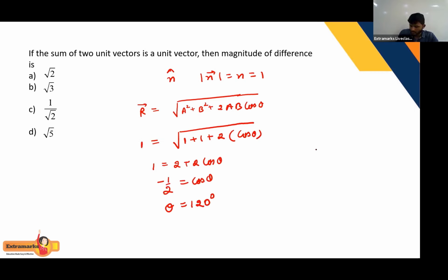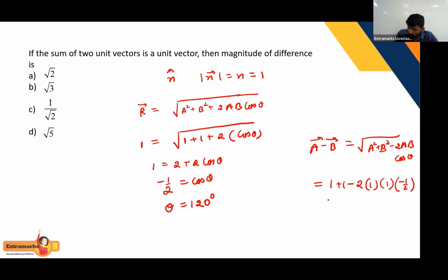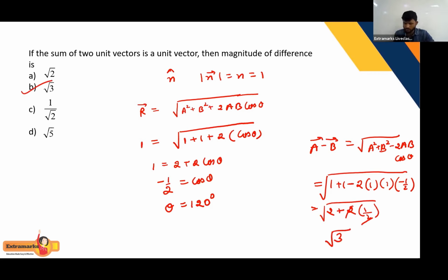Now they're asking difference. So they're asking a minus b. A minus b can be written as under root a square plus b square minus 2ab cos theta. So it is 1 plus 1 minus 2 into 1 into 1 into minus 1 by 2, because the angle between them is 120 degrees again. So it can be written as 2 plus 2 into 1 by 2, the whole root. So it is 2 plus 1. Correct answer is root 3.